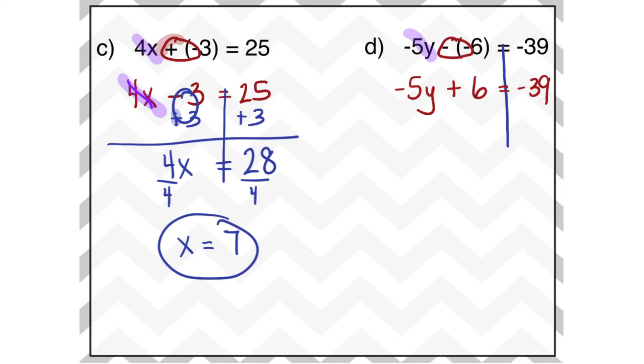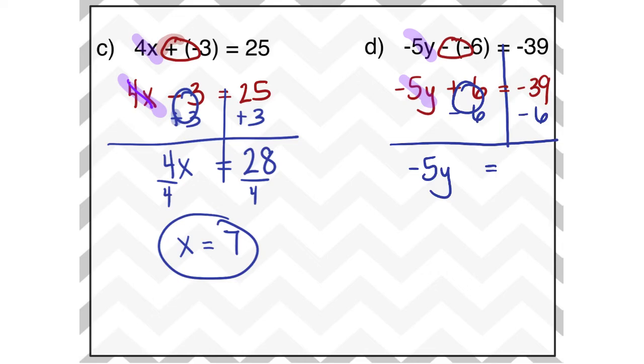We are going to highlight that 5y. And again, now we start our reverse order of operations. If you see adding 6, the opposite of that is subtracting 6. And subtracting 6, this zeroes out. We have negative 5y equals whatever negative 39 minus 6 is.